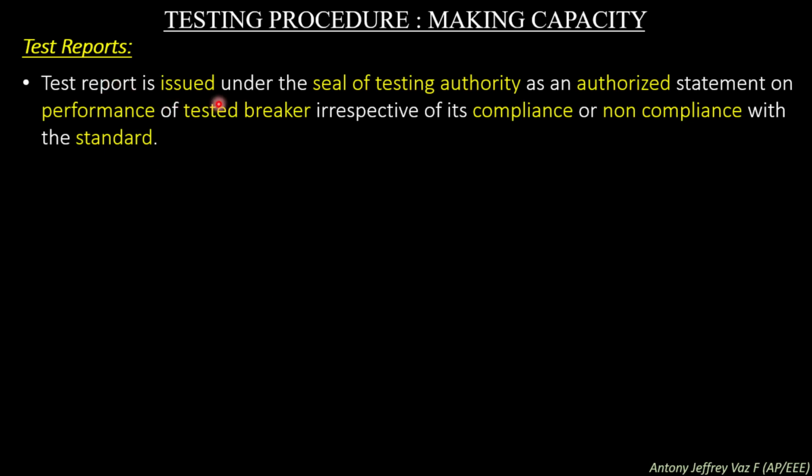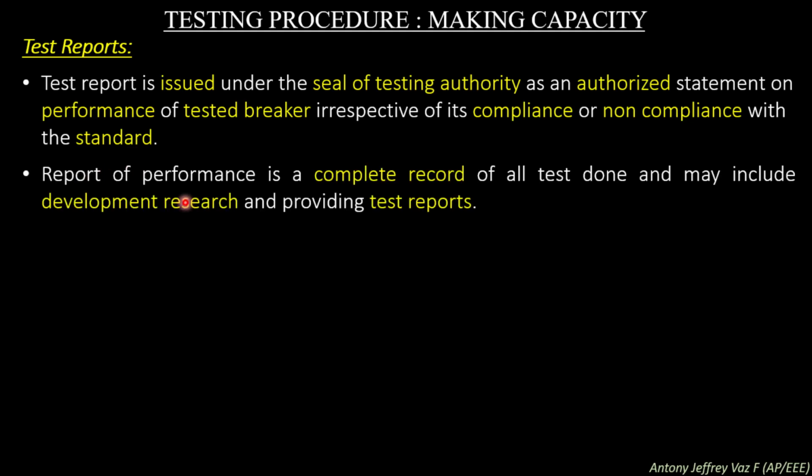Test report. The test report is issued under the seal of the testing authority as an authorized statement on the performance of the tested breaker, irrespective of its compliance or non-compliance with the standard. So the report is sealed by the authority, and the test report consists of the compliance and non-compliance with the standards. The report of performance is a complete record of all tests done and may include development research and proving test reports. So the test report consists of all the tests done in various situations, including development research activities and all the test reports made on the circuit breaker under test.